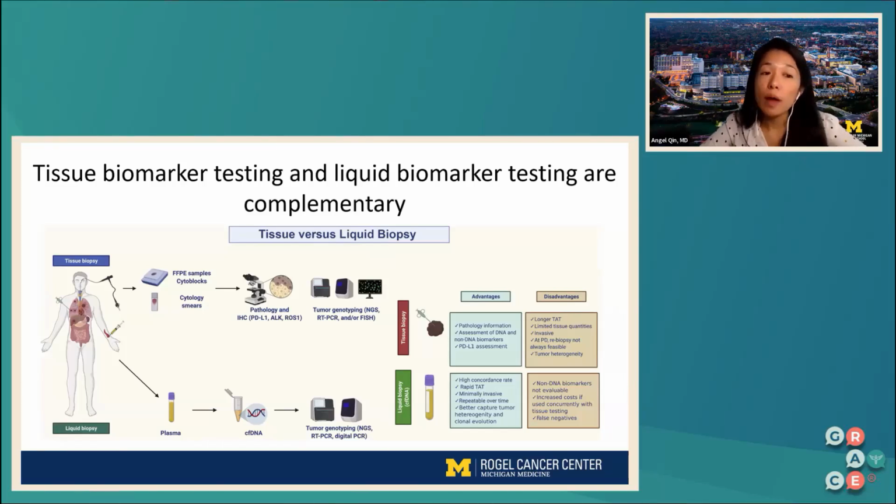However, when we don't have enough tissue, or when we're trying to understand how cancer is changing throughout therapy and we can't continue to re-biopsy, that is where the liquid biopsy really comes into play. And also the results that you get from the liquid biopsy come back to your doctor quicker in general than the tissue biopsy.